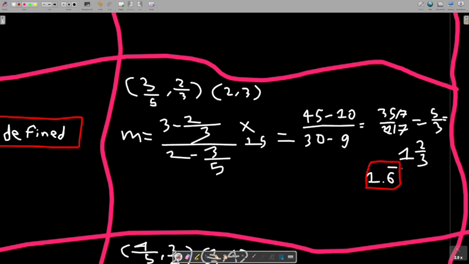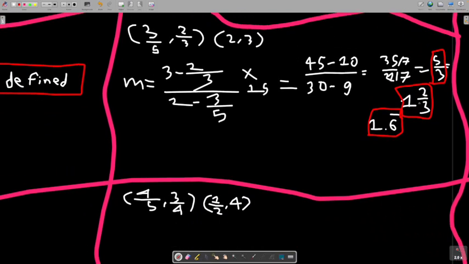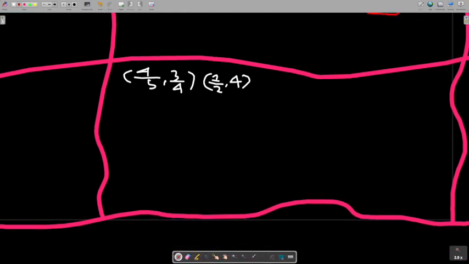1.6 with a bar over it, which implies that it's just going to go forever, or 1 and 2 over 3 as a mixed number, or as an improper fraction. So improper fraction, mixed number, or decimal. They all work. Let's go to another example. This one's going to be a little bit harder because this one has three fractions.